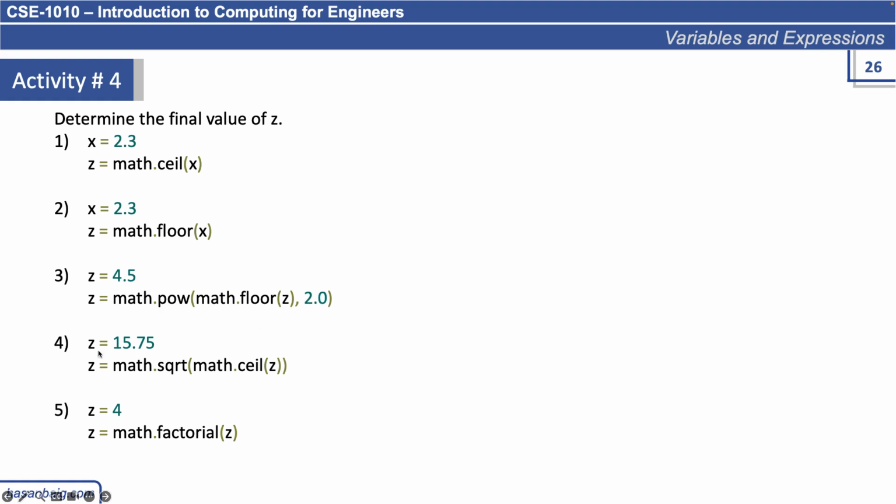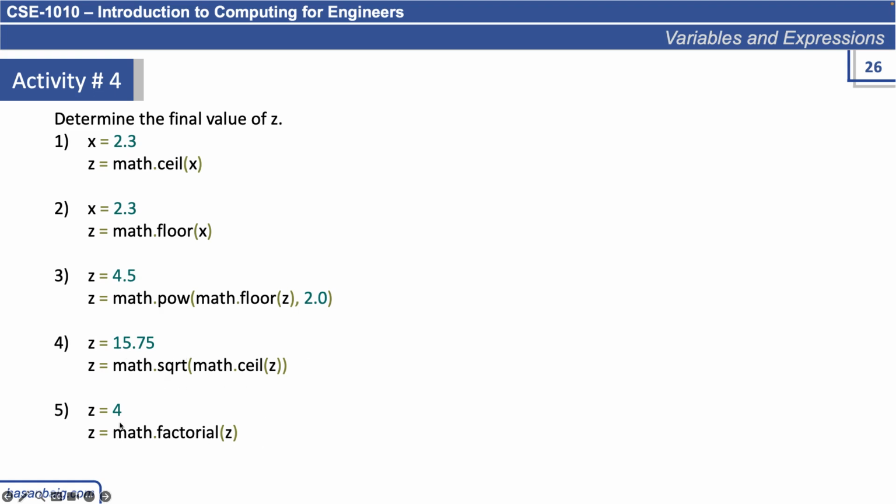So 4 to the power 2 would be 16. Similarly, 15.75 here. What we are doing is ceiling it up, or rounding it up to the nearest integer. So 15.75 would become 16. And if you calculate the square root, it would return the square root of 16, which is 4.0. Because we can calculate the square root of any number, even one which is not a perfect square, we could calculate the square root of 15.75 and it would return some floating point value.